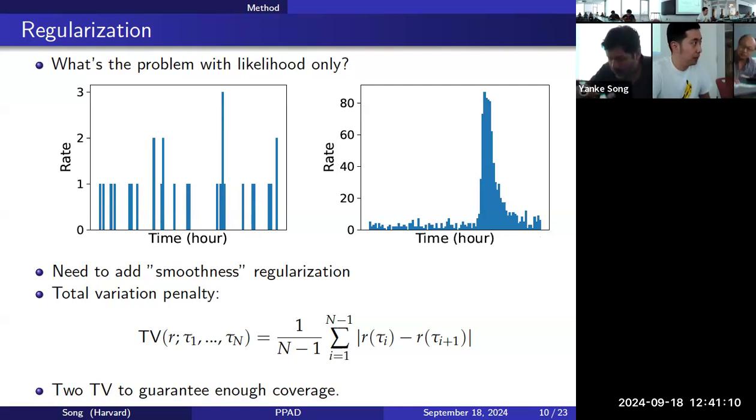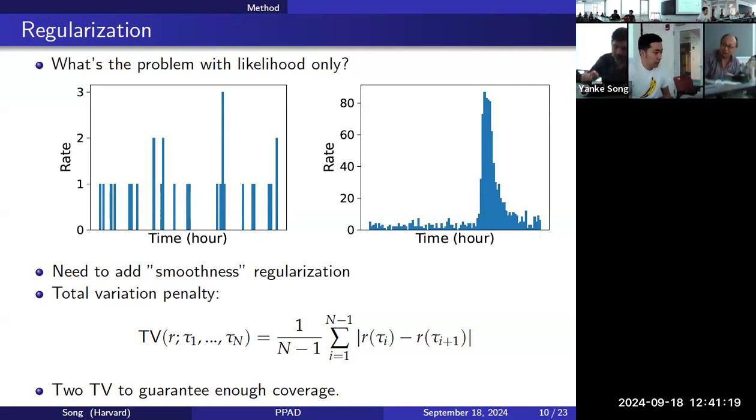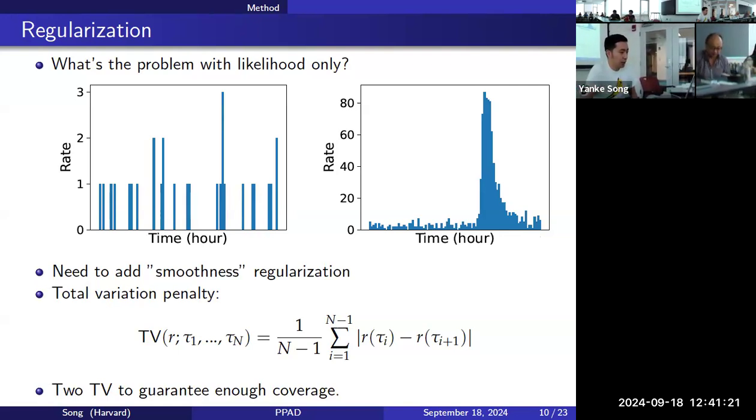But Yanke, that was your point about using L1, right? L2 would be doing more damage. Yeah, exactly. The L1 would smooth out the low ones, but the high ones would remain. Yeah, that's exactly my point.